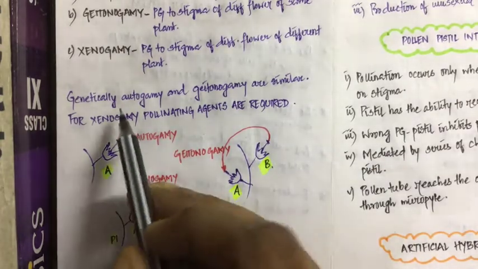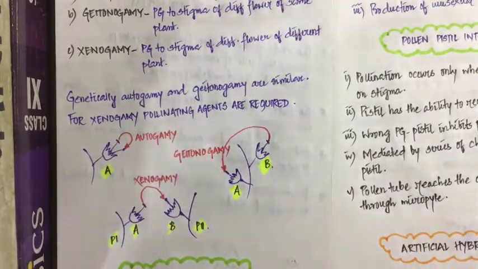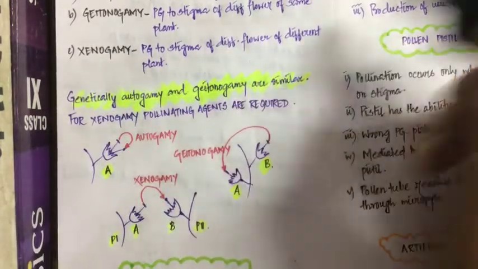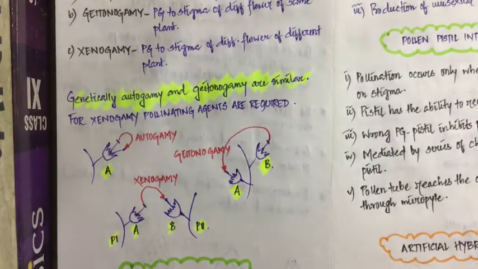Now here comes the statement which is very, very important. What is the statement? The statement says that genetically, let me mark this one, genetically autogamy and geitonogamy are similar. Very important thing. Genetically autogamy and geitonogamy are similar. How are autogamy and geitonogamy similar? How is it becoming similar?